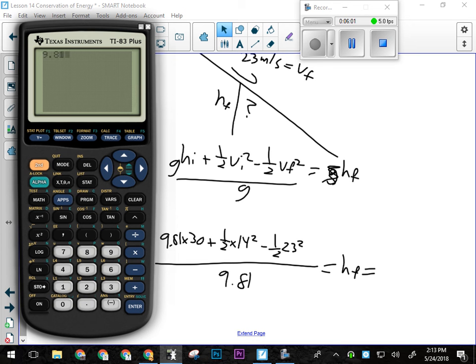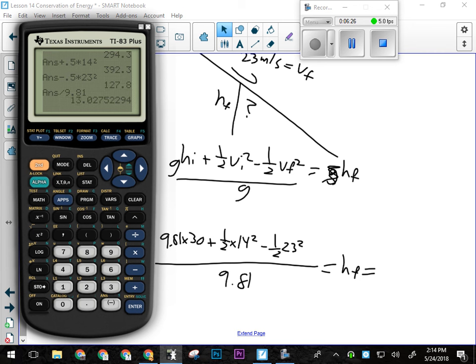I go 9.81 times 30, and I hit enter. I got that part done, and I double check that I typed it in right. Now I'm going to add to that 0.5 times 14 squared. I did that part right. Good. Now I can enter in the next part: minus 0.5 times 23 squared. I entered that right, hit enter. And then I'm going to divide by 9.81.